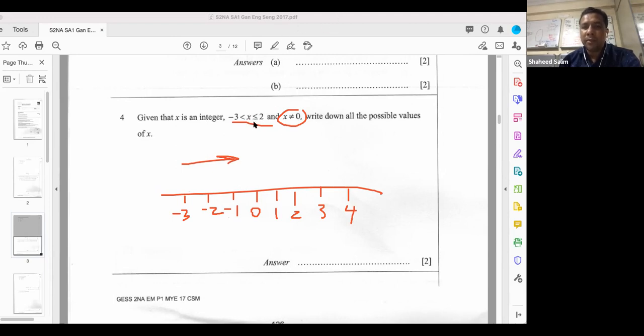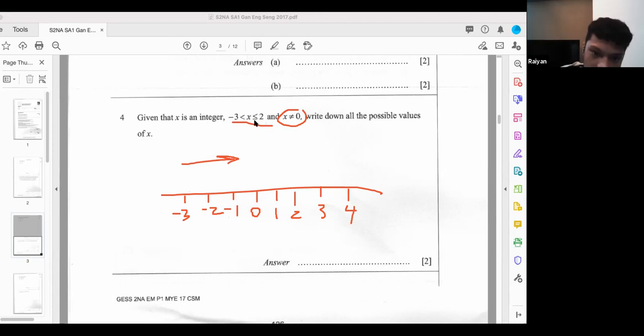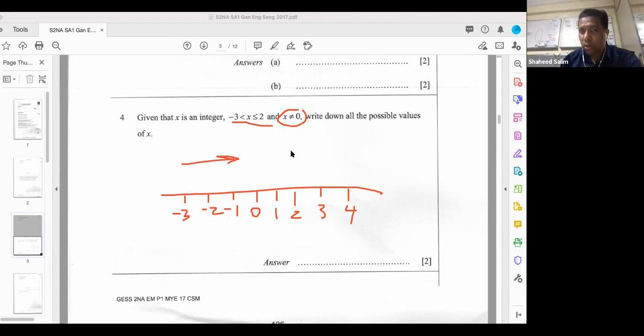They say X is smaller than or equal to 2. So the biggest possible number is what? It can be equal to 2 also. See? So down here, 2 is possible. So what are the possible answers? Be careful. This one didn't say it can be equal. It did not say. It must be less than 3. So we use a circle like that.